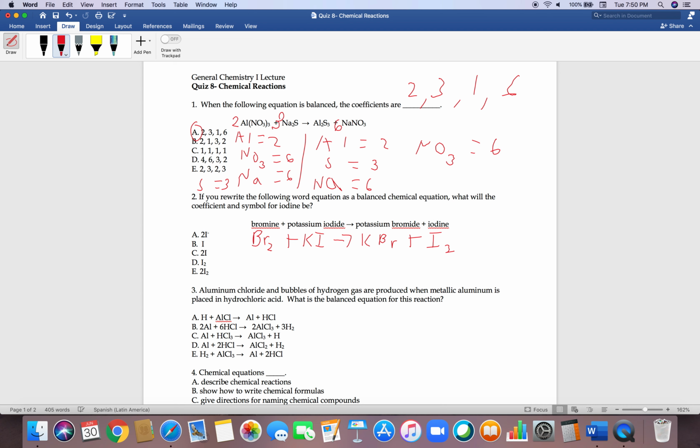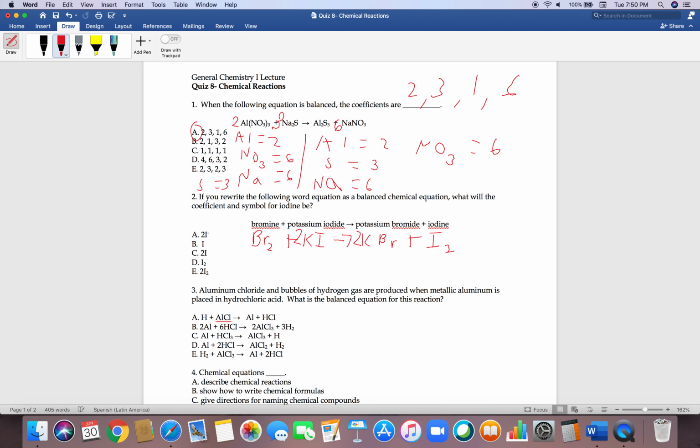Now, is this balanced? Well, we have the diatomic scenario here. So the easiest way when you have that diatomic scenario is I'm just going to put a 2 in front of each compound. So now I have 2 potassium, 2 iodine, 2 potassium, bromine.